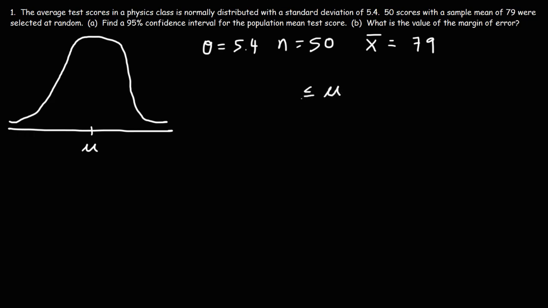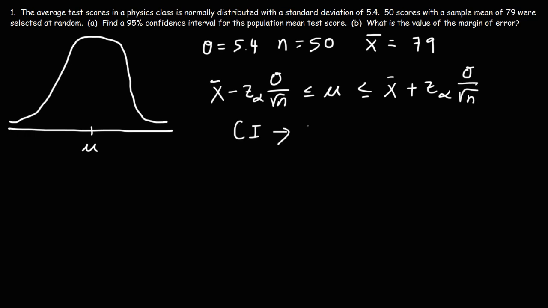The population mean, mu, is going to be between x bar minus z alpha times sigma over the square root of n. And its upper bound is going to be x bar plus z alpha times the population standard deviation divided by the square root of n. The confidence interval is going to range between the lowest value, x bar minus the EBM, the error bound for the mean, and the highest value, x bar plus EBM.